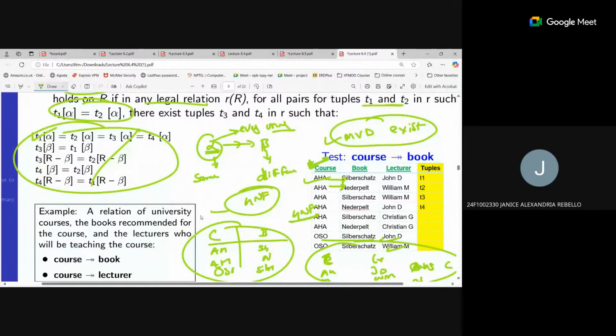Still, course multi-determines books, no? Yeah, that is visible, two values for one course. But then how can it be in 4NF? So, sir, it's not.